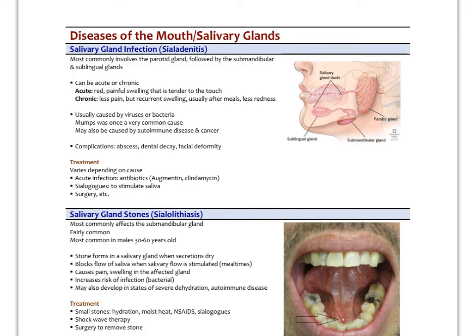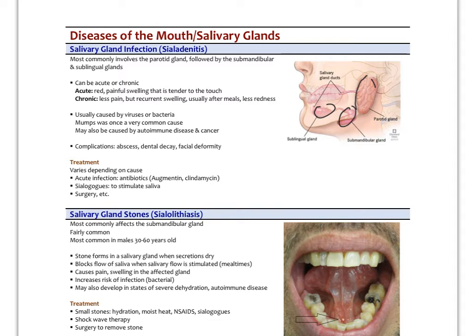So jumping into the salivary glands, we of course have the parotid gland, the big one here, front and inferior to the ear. We have the submandibular gland and the sublingual glands, and they're all connected by ducts to the mouth cavity. So we can have several different problems go on here. One is salivary gland infection, or sialadenitis, and this most commonly involves the parotid, and then the next most common will be submandibular and then sublingual.